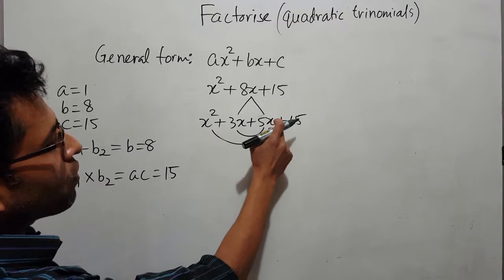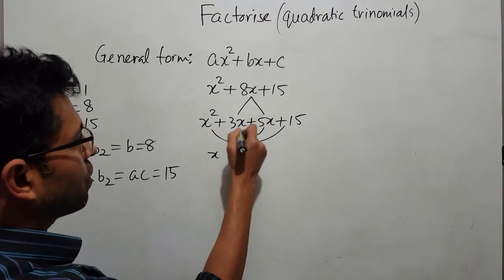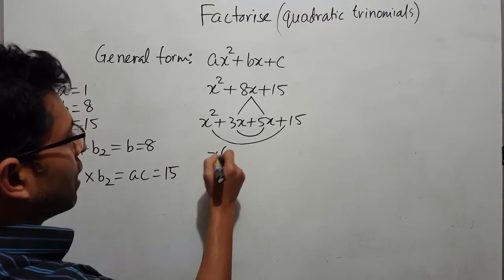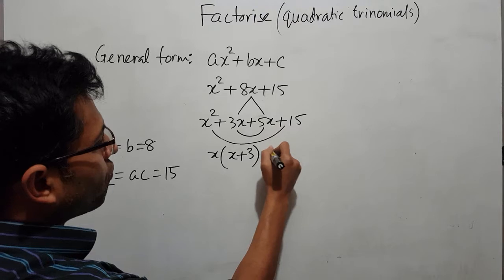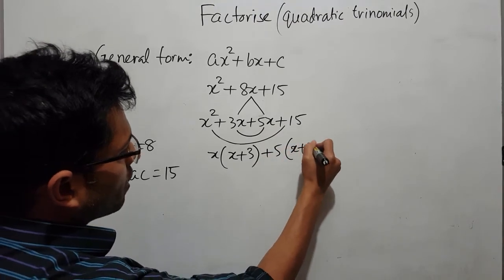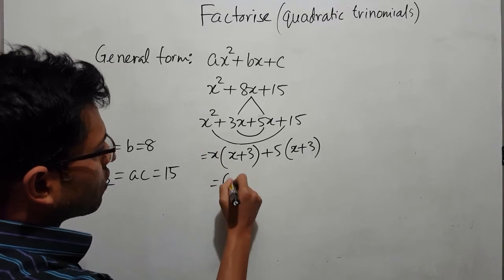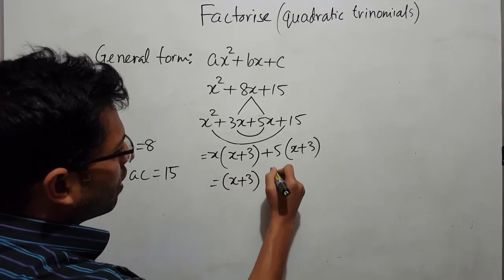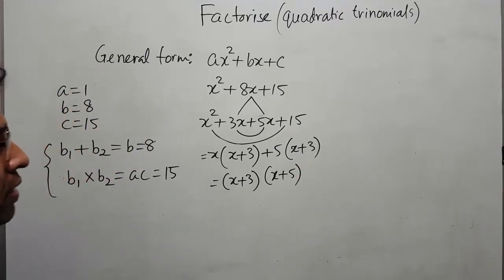Now we have 4 components. You can just group them now. What is the common factor between x squared plus 3x? You can say x is the common factor, leaving x plus 3. For 5x plus 15, 5 is the common factor, and x plus 3 is left. Now x plus 3 is common, and here we have x plus 5.